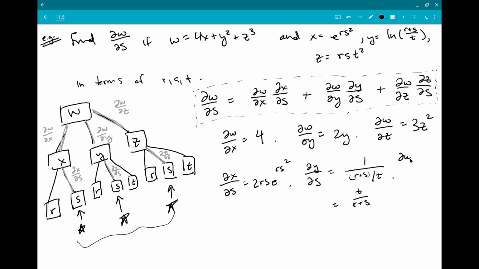And then for dw/dz, I want dz/ds. Z was rst squared, so the partial derivative is just 2. Oh no, made a mistake. I'm taking the partial with respect to s, so it's just rt squared.